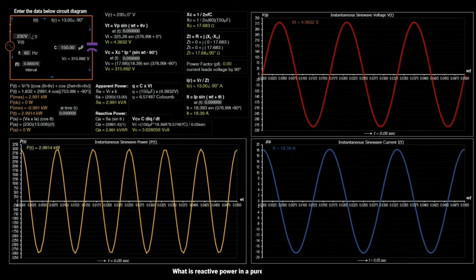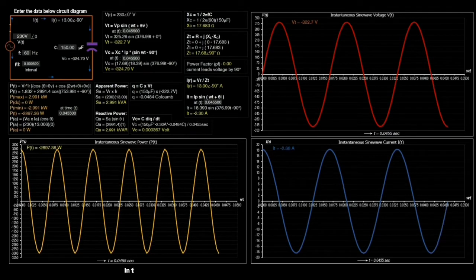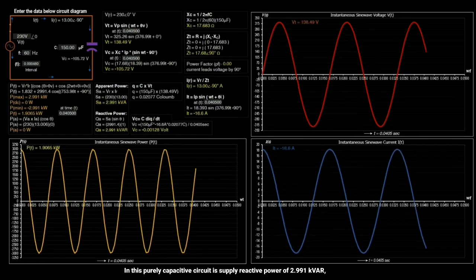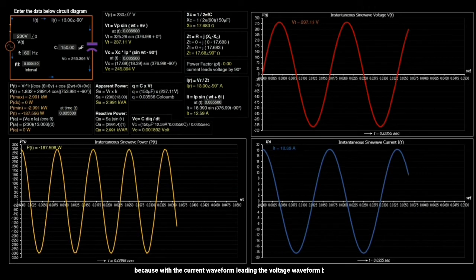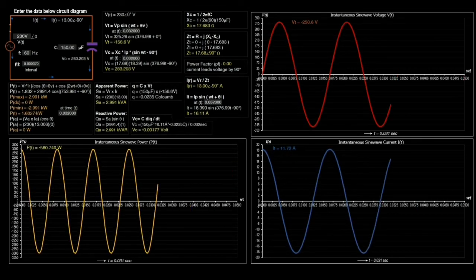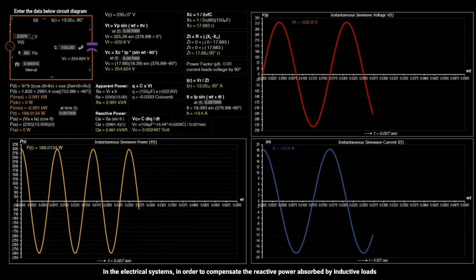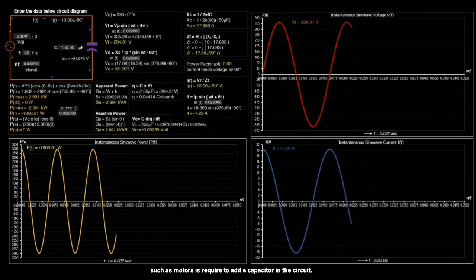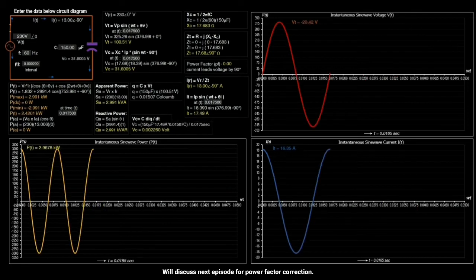What is reactive power in a pure capacitive circuit? In this purely capacitive circuit, the supply reactive power is 2.991 kVAr, because the current waveform is leading the voltage waveform by 90 degrees. In electrical systems, in order to compensate the reactive power absorbed by inductive loads such as motors, it is required to add a capacitor in the circuit. We'll discuss power factor correction in the next episode.